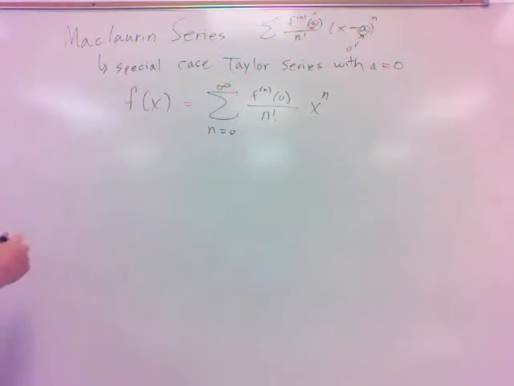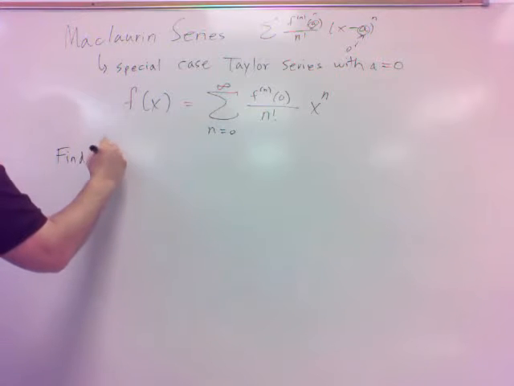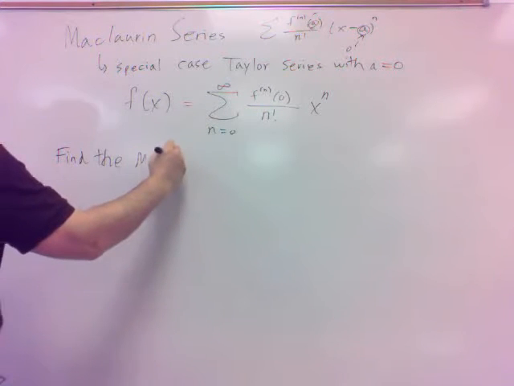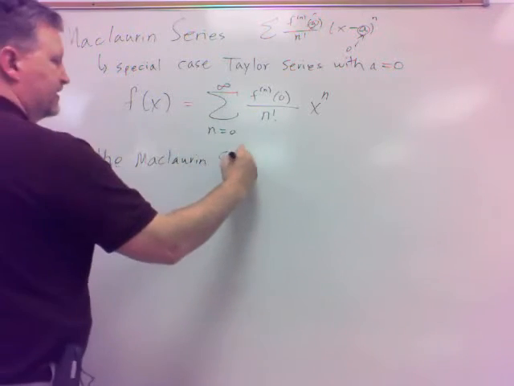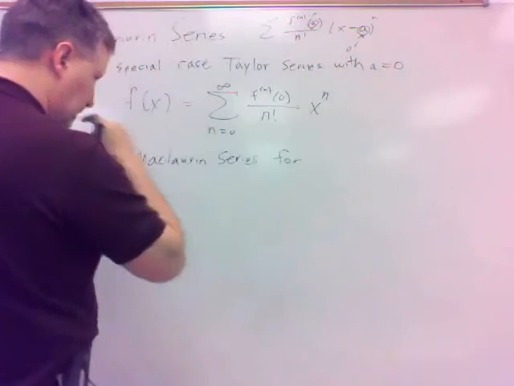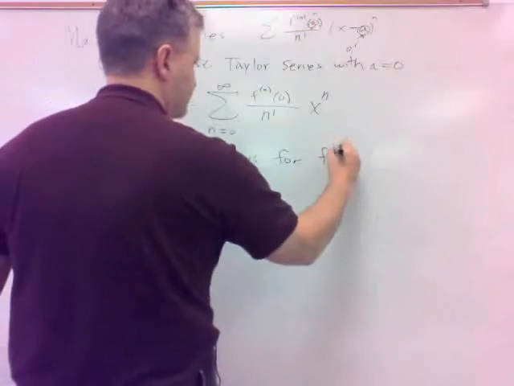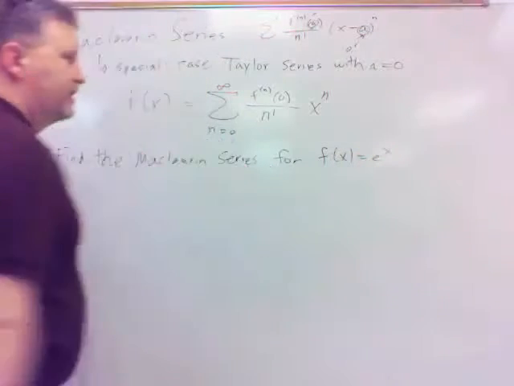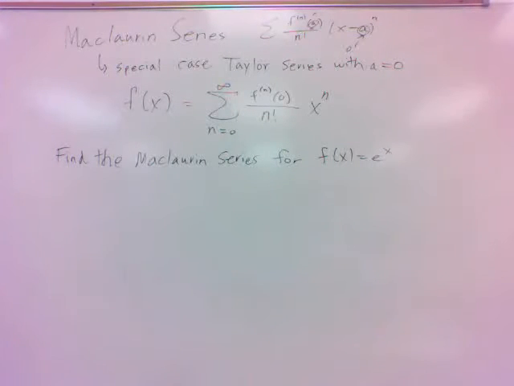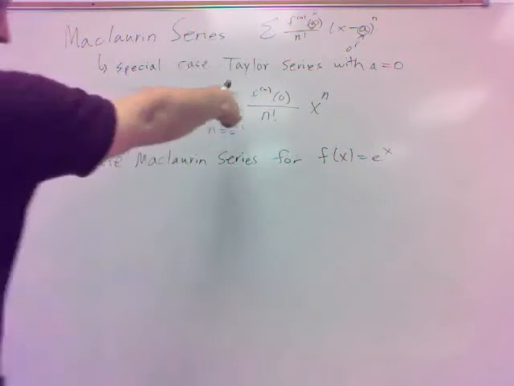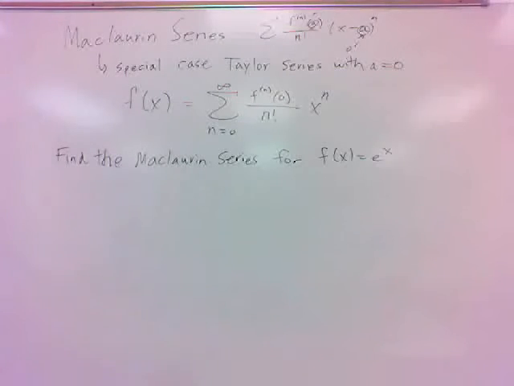All right, so let's find a couple of those. Find the Maclaurin series for f of x equals e to the x. The only thing about the Maclaurin series is it doesn't tell you the center because the center is automatically 0. Just have to remember that. But this is what we do. So what do I do to find it? Same thing as before. Find the nth derivative formula.